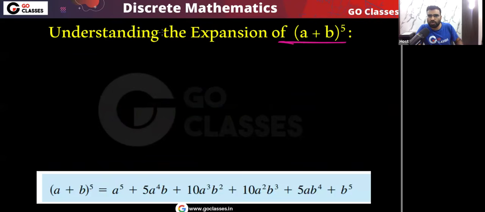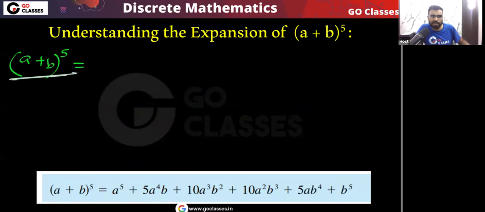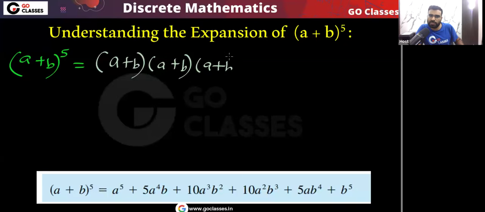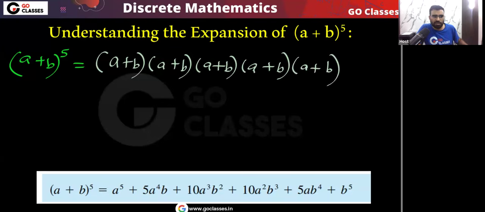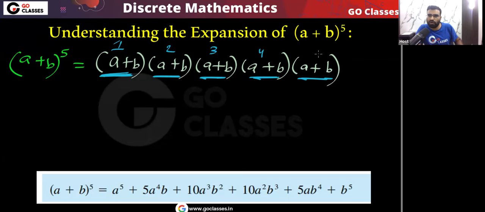Let's understand the expansion of A plus B power 5. This is also very easy. Here remember, we are basically multiplying A plus B a total of 5 times: A plus B multiplied by A plus B multiplied by A plus B multiplied by A plus B multiplied by A plus B. Now you can easily notice the total number of factors we have: 1, 2, 3, 4, 5. So total 5 factors.